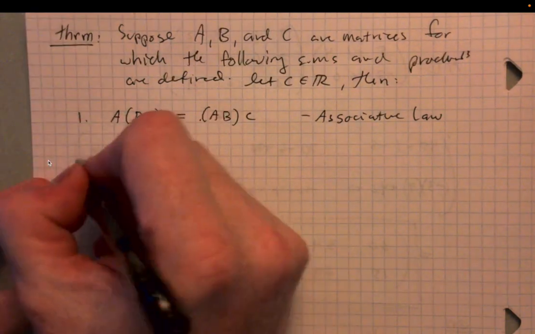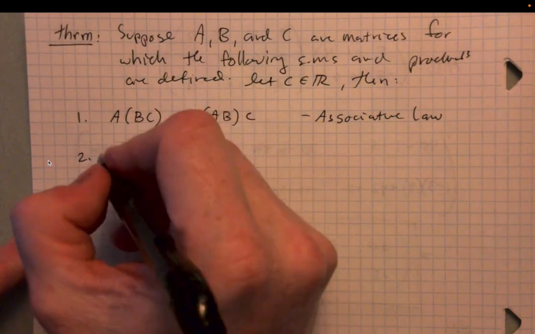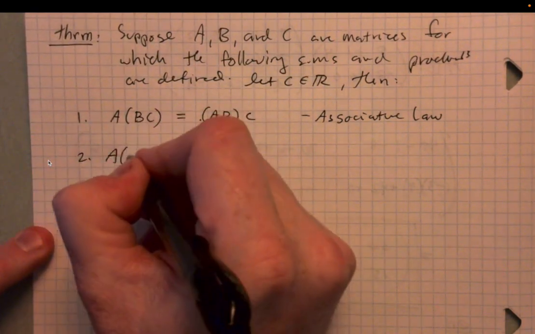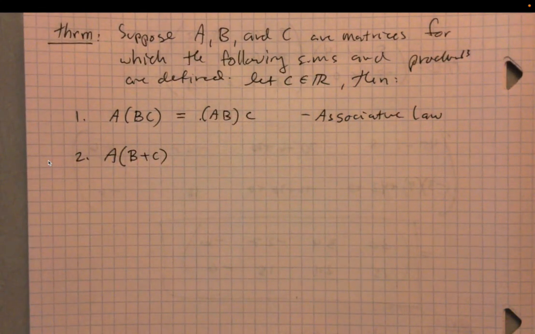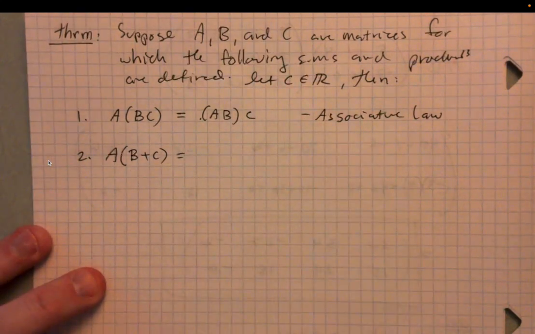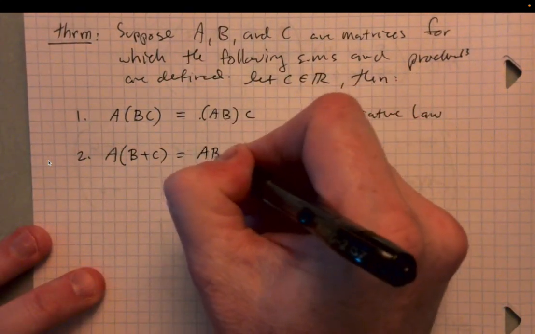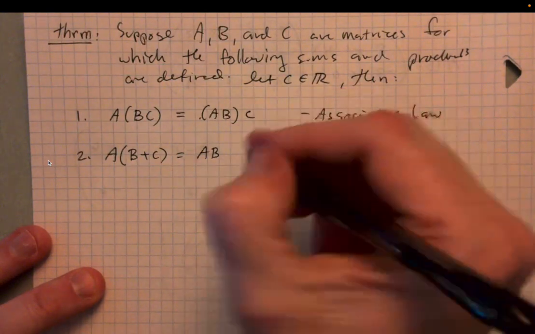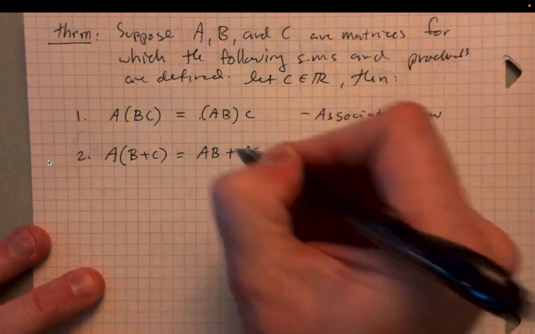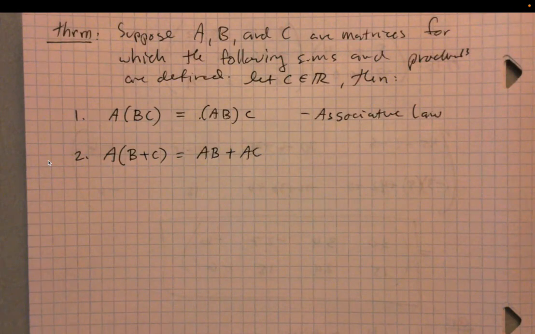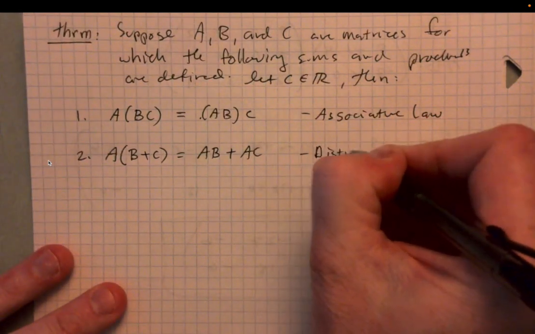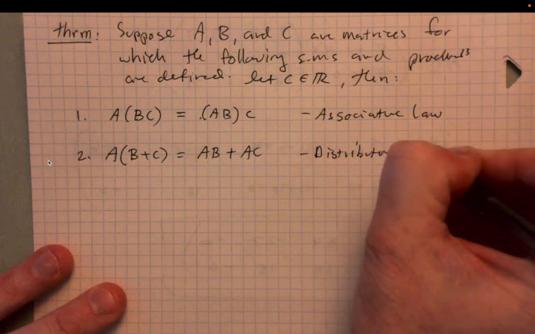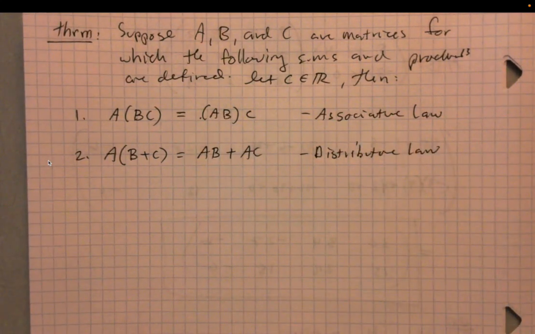The distributive law works as well. So A times the sum of B plus C. If I have two matrices B and C and I add them together and then multiply by A, I get the same result as if I multiply A and B together first, and then multiply A and C together, and then do a matrix sum on them. This is the distributive law. Right? What we're used to.